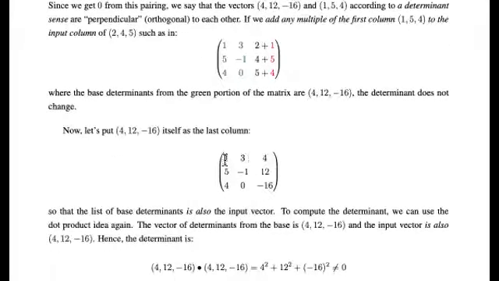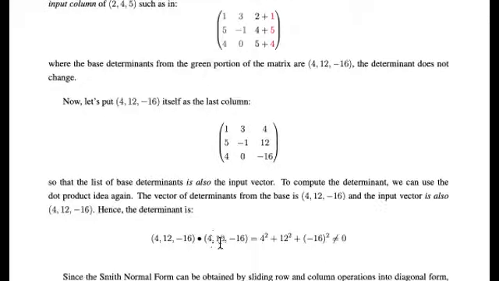And we'll have a pairing, but the pairing will basically be 4 with itself, 12 with itself, negative 16 with itself. Now that's going to be a sum of squares, definitely non-zero. You don't get 0. However, if you put in anything that is a multiple of 1, 5, 4 or a multiple of 3, negative 1, 0, you will get 0.